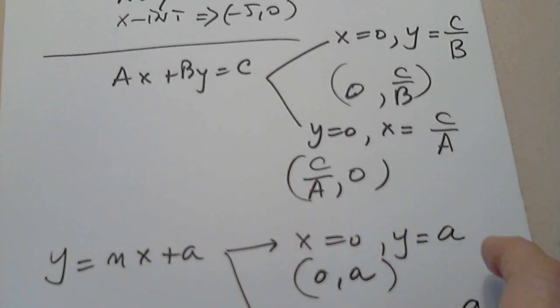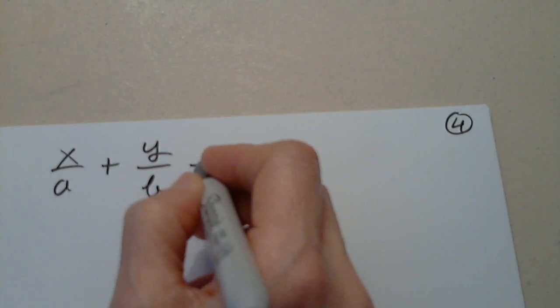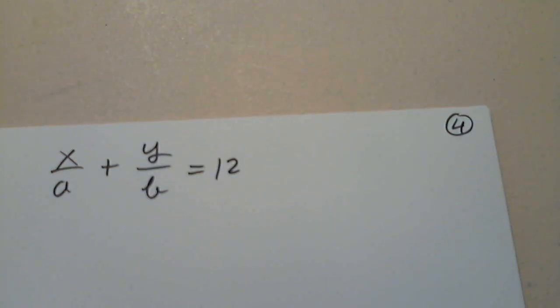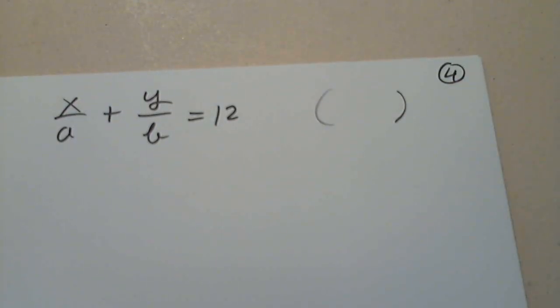Let's work on 16 as well. So x over a plus y over b equals 12. You know what I'm going to do, which is multiply both sides by the least common denominator. What is the least common denominator? B, since it's a bigger number or letter? No, they have nothing in common. They have nothing in common.